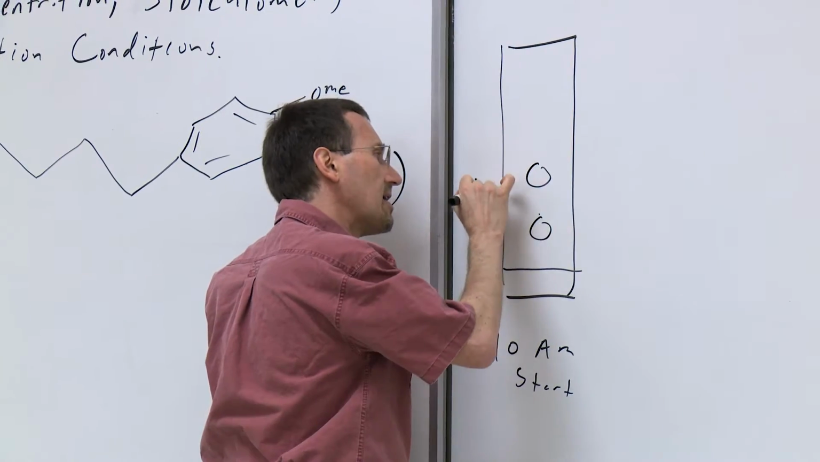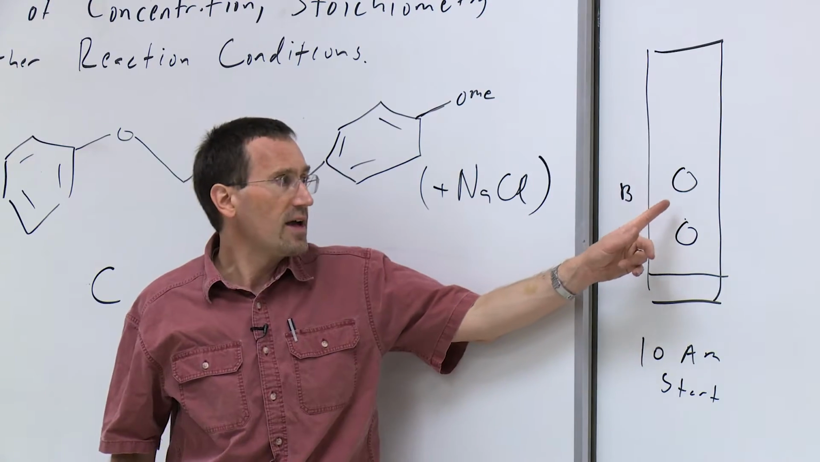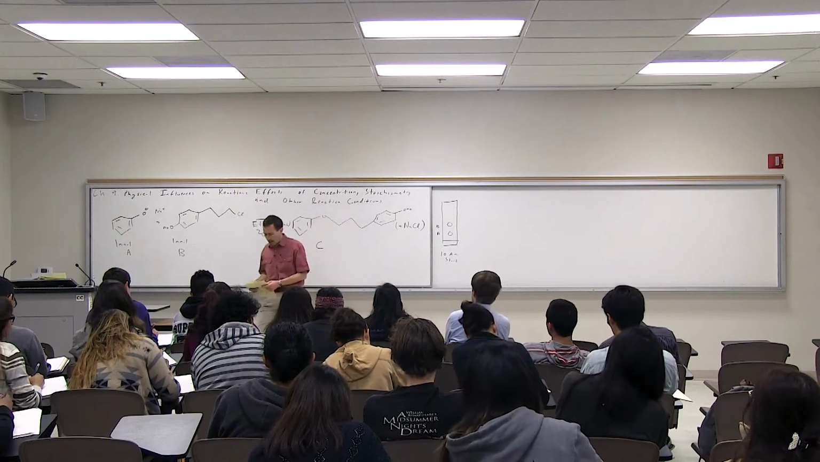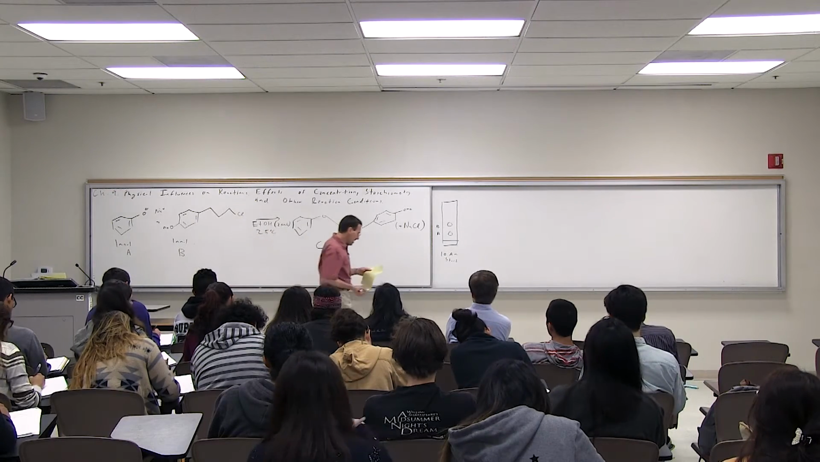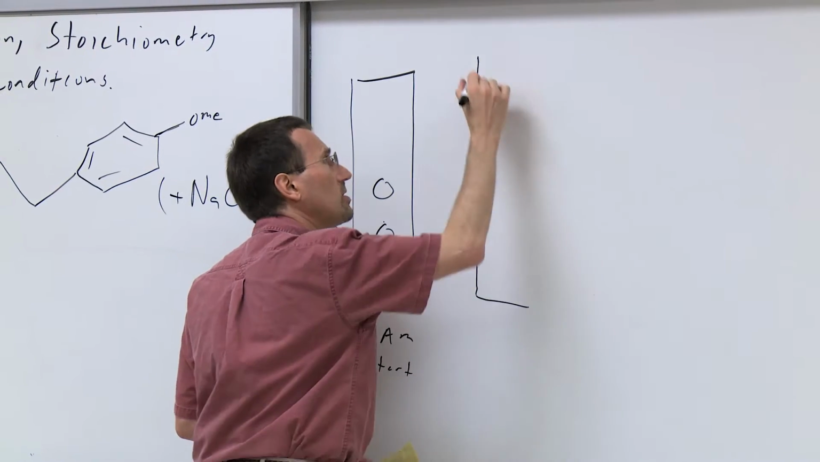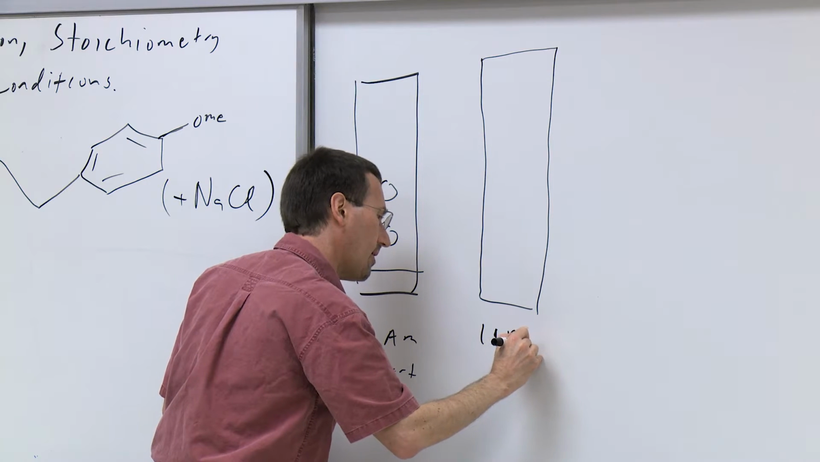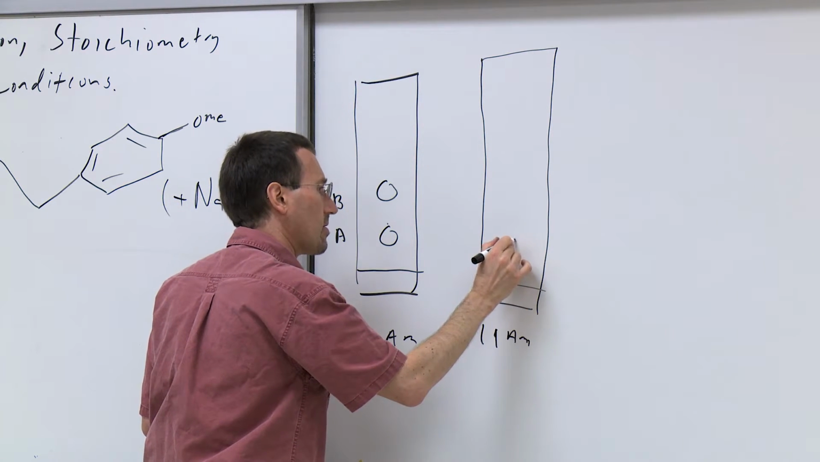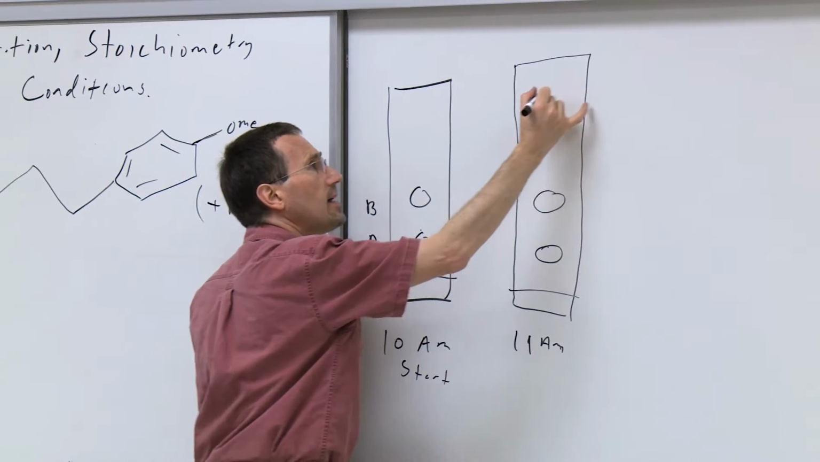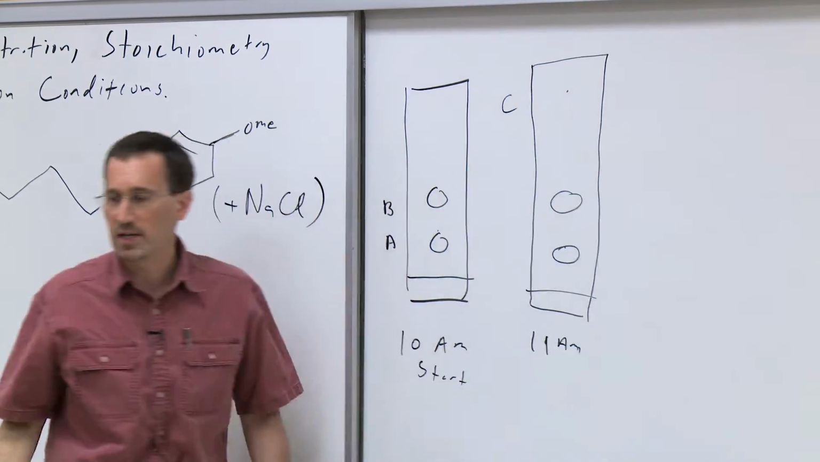So let's say that our phenol maybe has a lower Rf, and our alkyl chloride maybe a higher Rf. You've set this up at 10 in the morning, and then you say, all right, let's see how my reaction's doing. So at 11 o'clock, you monitor your reaction, and you see nice big spots for A and B, and a teeny tiny little dot for C.